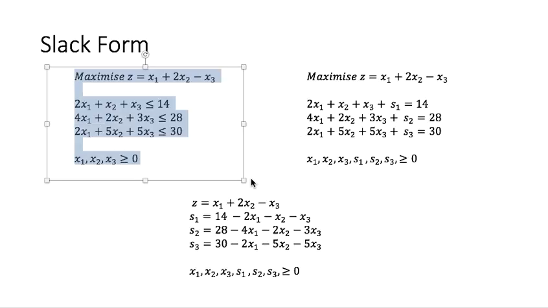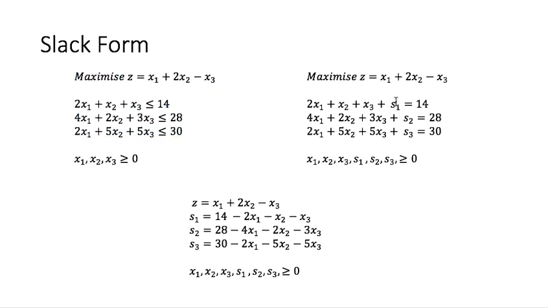Now to turn it into slack form, what we do is we add slack variables. Here I've added slack variables S1, S2 and S3. What slack variables do is they measure the difference between the left hand side and the right hand side of the equation. So if we add the difference between the left and the right hand side to the left hand side, we're going to get this left hand side plus the slack variable equals 14.